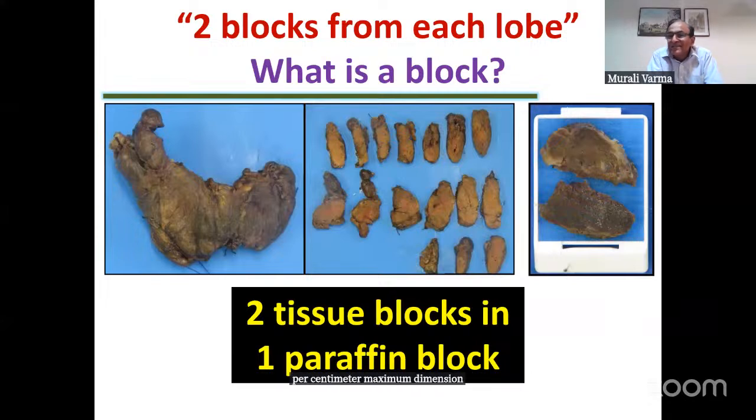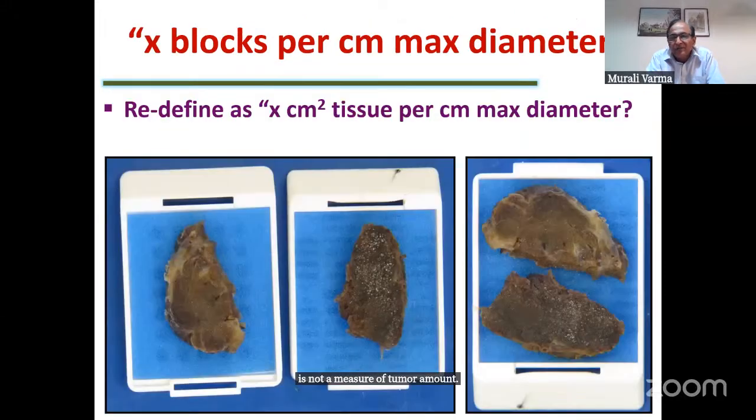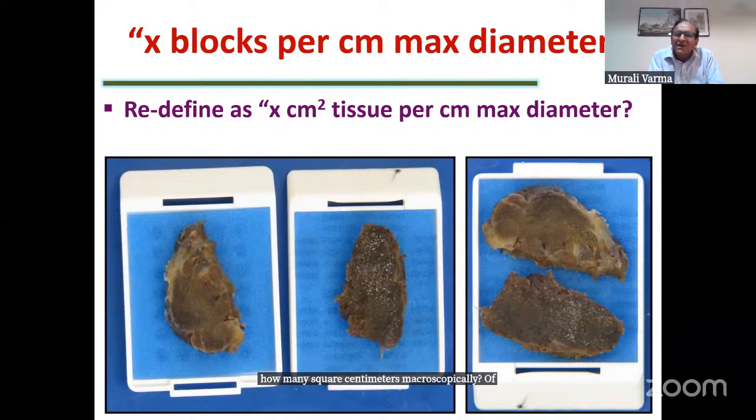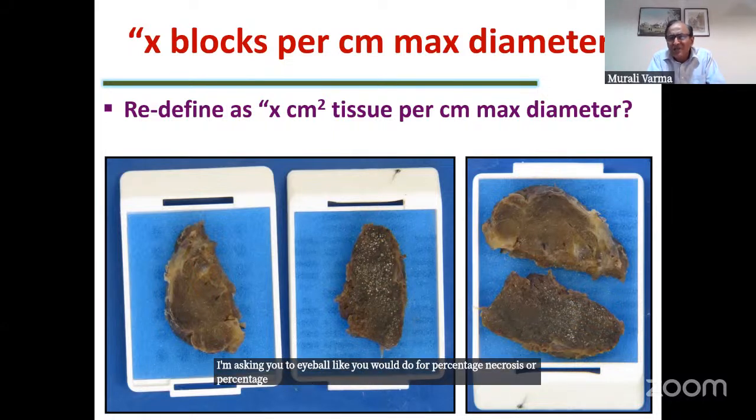Because a block is not a measure of tumor amount. It's entirely arbitrary. So if you really want to talk about the amount of tumor that has been submitted, then we need to talk about so many square centimeters per centimeter maximum diameter. Then at least that is unambiguous. Now, again, what people come back to me quite reasonably and say is, Murli, we've got a life. You are asking me to measure how many square centimeters macroscopically? Of course I'm not. I'm asking you to eyeball it, like you would do for percentage necrosis or percentage Gleason pattern 4. You just eyeball it.